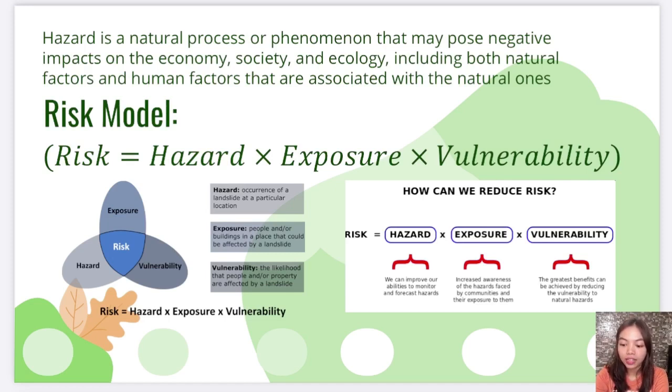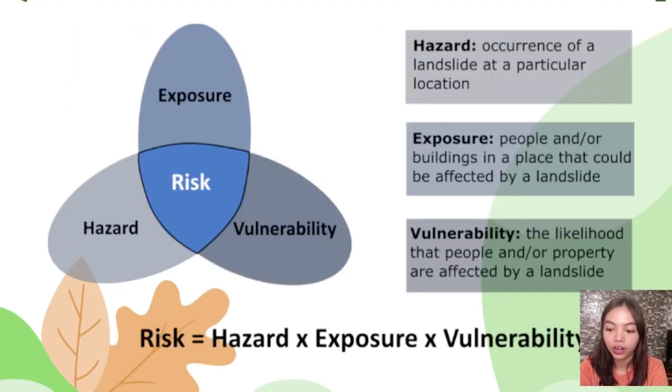Now, if we give a situation so we can better understand the risk model, we can see it here in the first picture. In the first picture, the hazard is the occurrence of a landslide at a particular location. Meaning the hazard here is the landslide. Next, exposure: people and or buildings in a place that could be affected by a landslide. So, sa exposure, it just simply tells kung sino ang exposed dun sa landslide na yon.